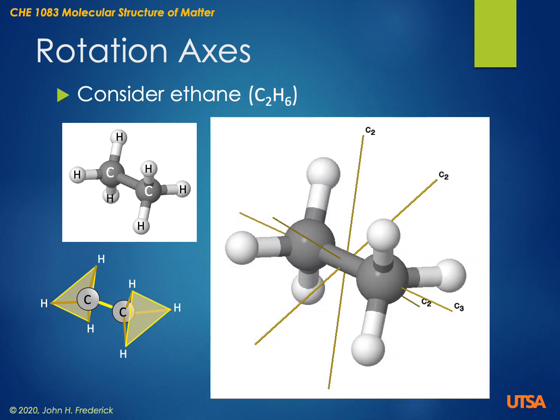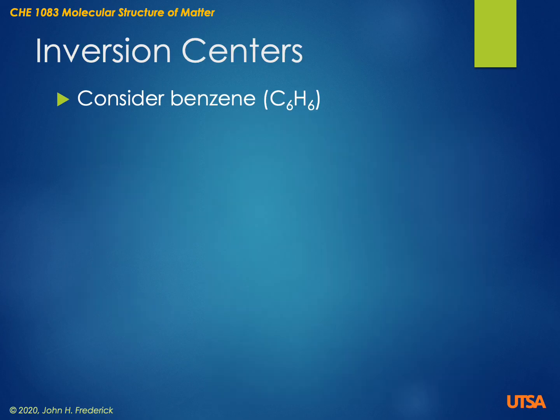So all of those rotation axes are drawn here, and we see that there's a C3 axis down the bond axis of the carbon-carbon bond, and three C2 axes that are all perpendicular to it and meet at the center of the molecule. For inversion centers, let's consider the molecule benzene.